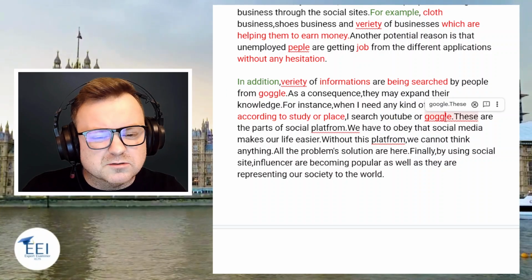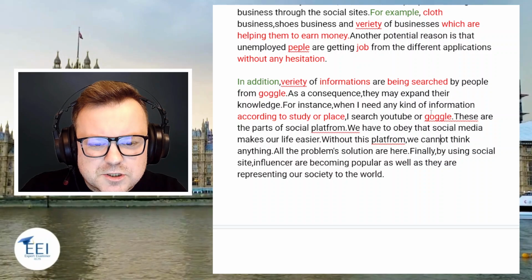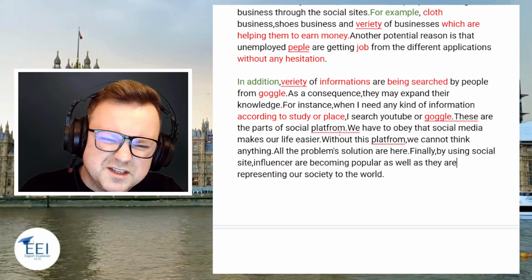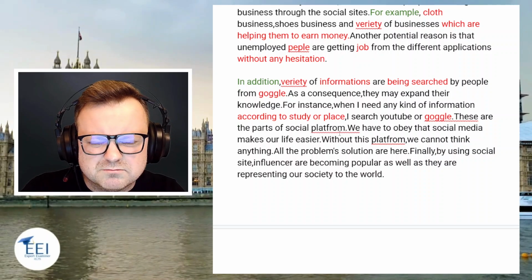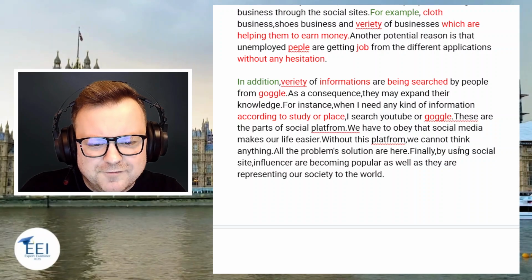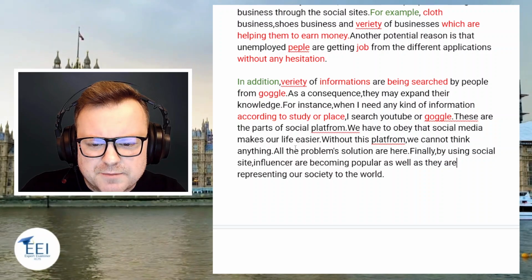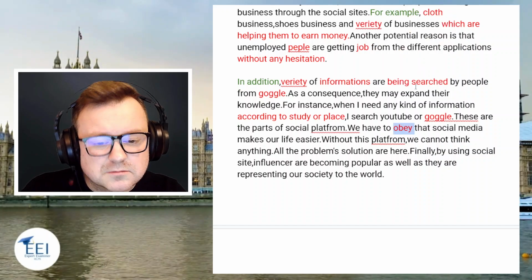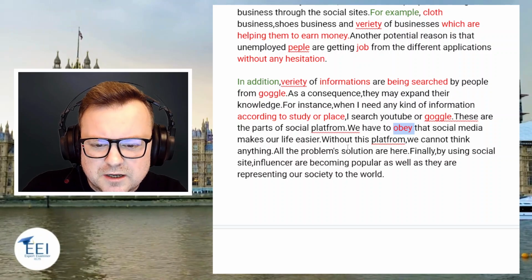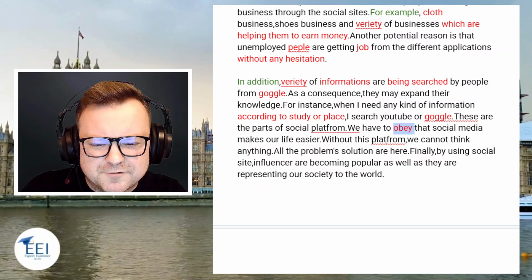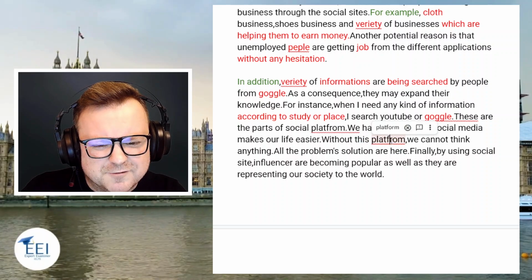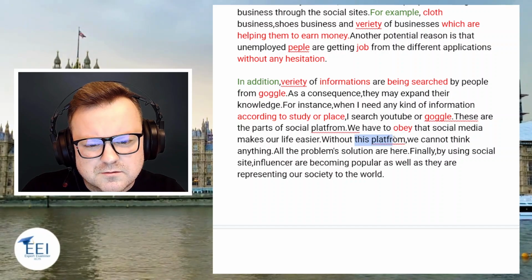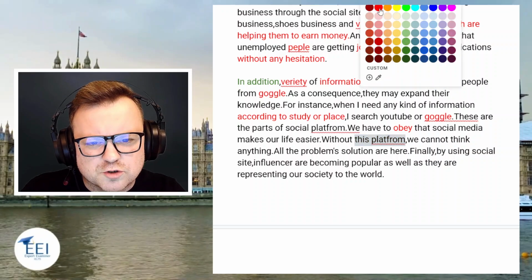No, is YouTube a social media platform? Arguably, but Google isn't. It's a search engine. These are the parts of social platform. Are they? Is Google a part of a social platform? I don't know. We have to obey that social media makes our life easier. What do you mean obey here? Maybe accept that social media makes our life easier. Without this platform, there's not just one social media platform, is there? Without these platforms, perhaps? Because there's not just one social media platform.